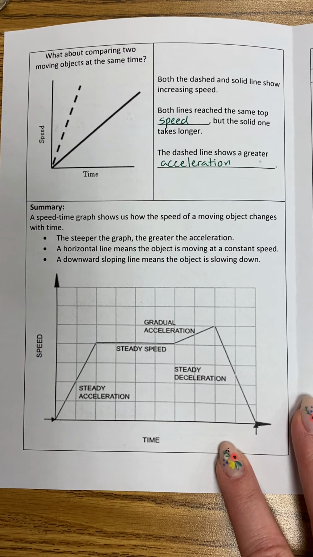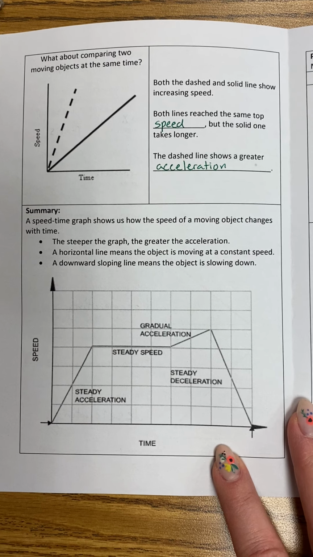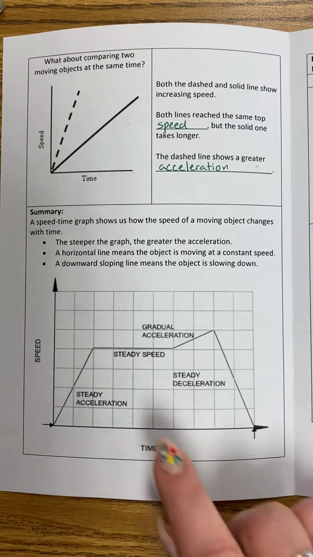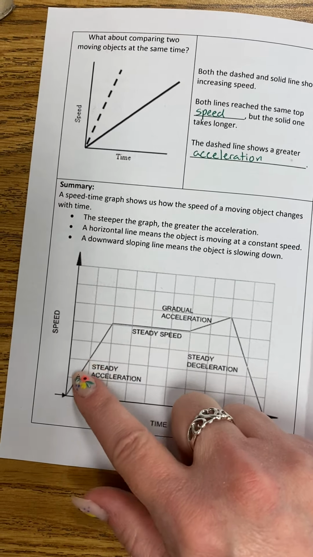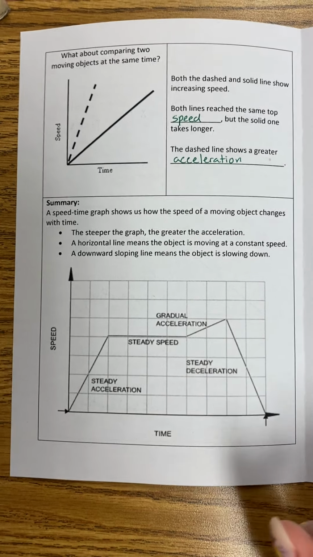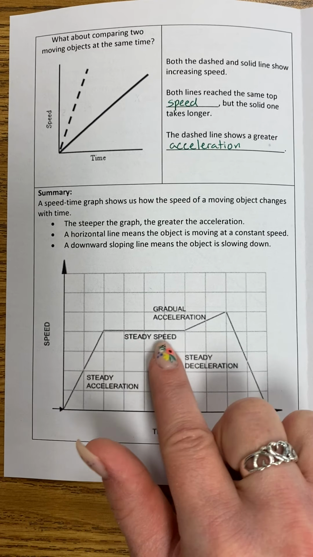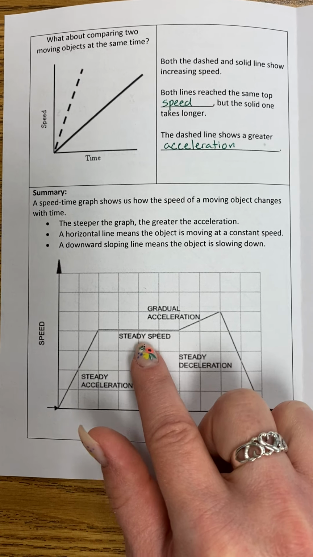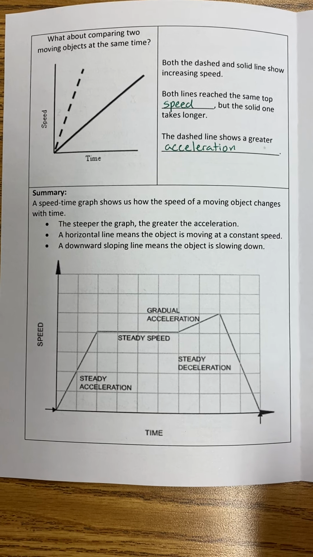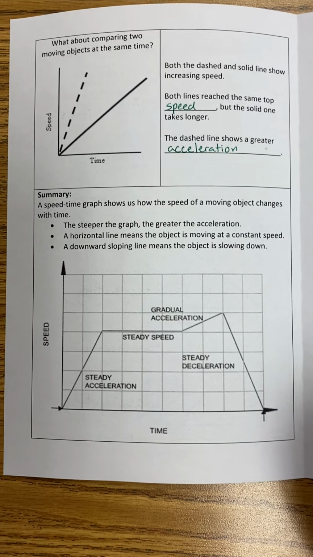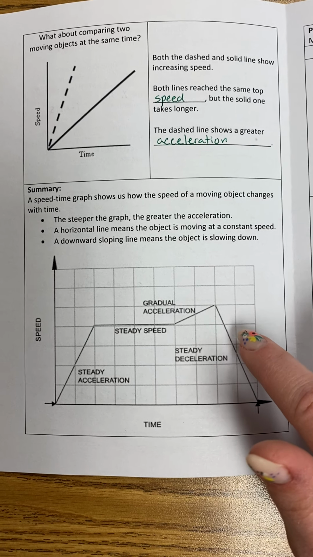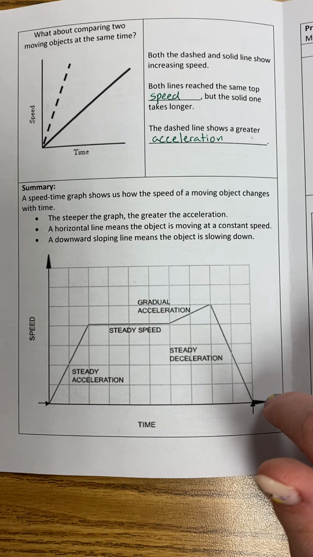So again, we have a summary that says a speed time graph shows us how the speed of a moving object changes with time. So the steeper the graph, the greater the acceleration. So you can see right here, they were accelerating pretty quickly, but over here was more of a gradual acceleration. Okay, and the horizontal line means that they were just traveling at a steady speed, right? So they got on the road and they just were able to cruise at 40 miles per hour, or maybe they're on the freeway going 80 miles per hour, and they're just going right along. And then the downward sloping line means that it's slowing down, okay?